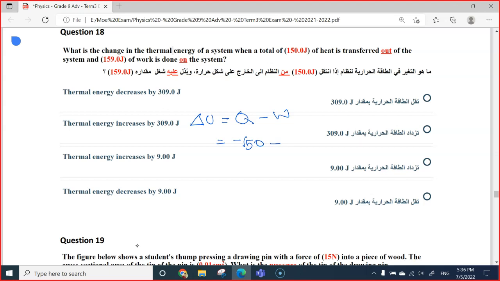So here 159 joule of work is done on the system. Work done on the system will be negative and work done by the system is positive. So here work is done on the system, that is why work done will be negative. So I will write negative 159. So negative 150, minus minus will be plus 159. So we will get 9 joule. So the internal energy of the system is increased by 9 joule. Thermal energy increases by 9 joule.